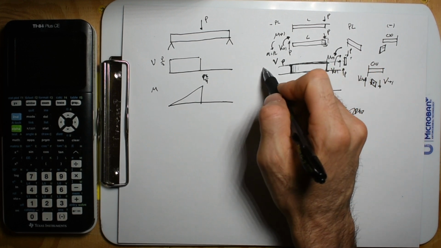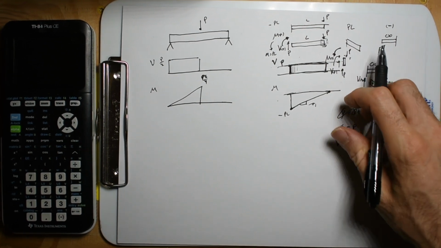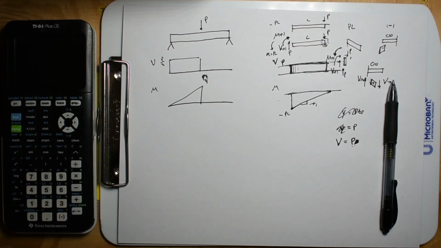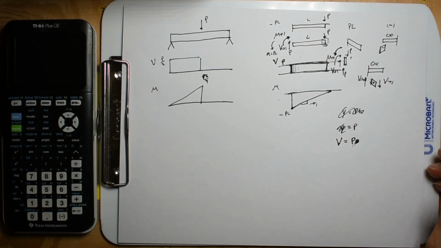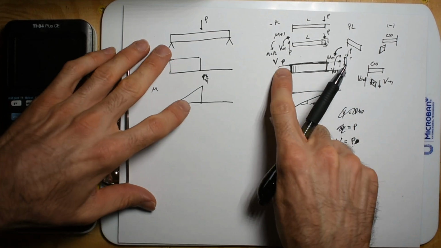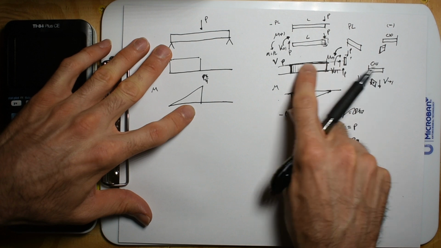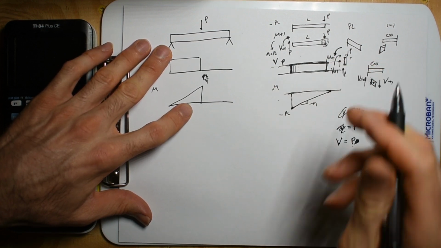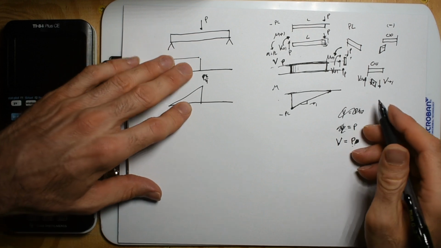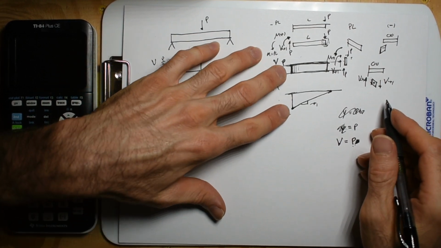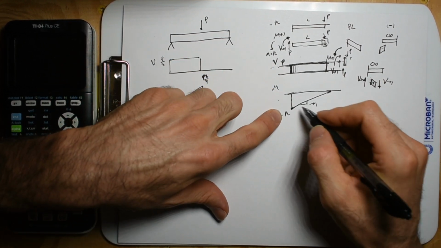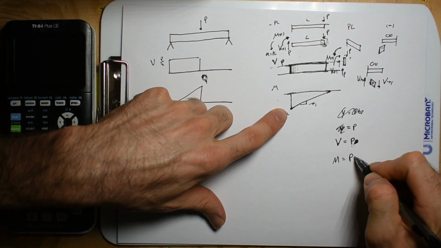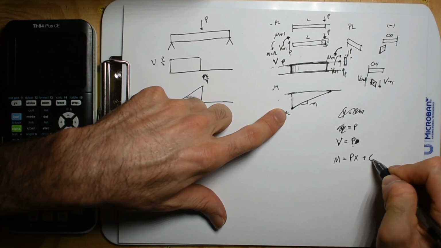So even the most basic equations can sometimes be the most complex. All right, heck yeah. So yeah, we have an equation for shear. It says shear is equal to P. It's a constant. It's a straight line. And now we want to integrate this to find moment. So we're going to say moment is equal to Px plus C.